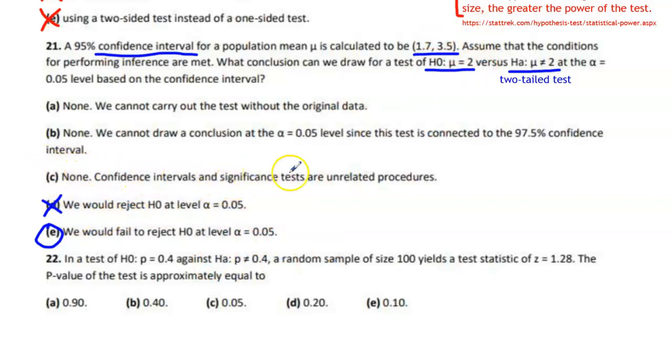It's true that confidence intervals and significance tests are different procedures, but they are not unrelated. They're based on the same concept, right? So C is definitely not true. It also tells us here that we can't carry out the test without the original data. Well, we can definitely see how 2 is within this interval from 1.7 to 3.5, so that's not true. And it says we can't draw a conclusion at 0.05 since the test is connected to a 97.5 confidence interval. That's not true because it says a 95% confidence interval. That 97.5, they're trying to trick you because they're trying to make you think of a one-tail test, which is only 2.5%. But of course, this is a two-tail test, so that is not related.